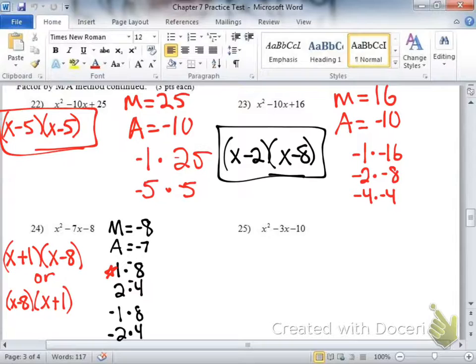All right, same thing on the next one. My m number is negative. The only way to multiply and get a negative is one positive, one negative.